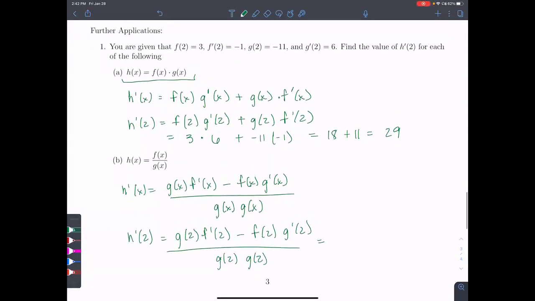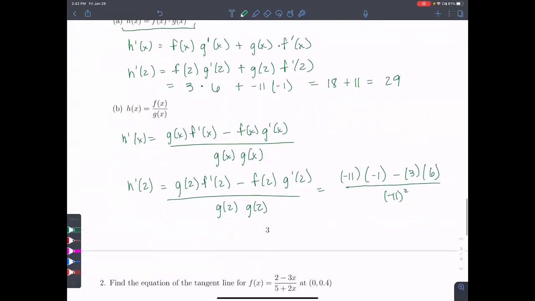g of 2 is -11. f prime of 2 is -1. f of 2 is 3. g prime of 2 is 6. Using the stuff given to us in the problem. And then g of 2 is still -11. Okay. So this becomes 11 minus 18 over 121, which is -7 over 121.